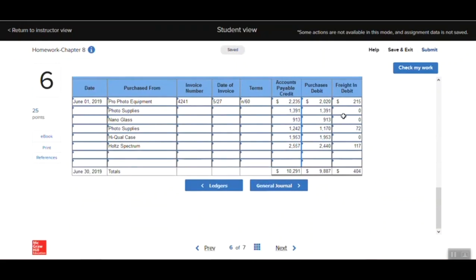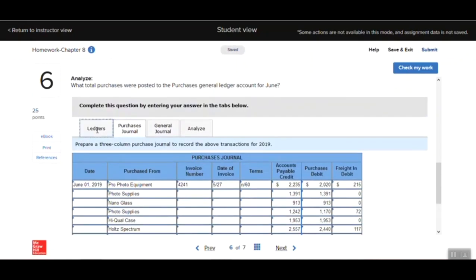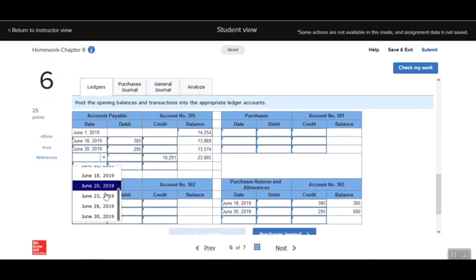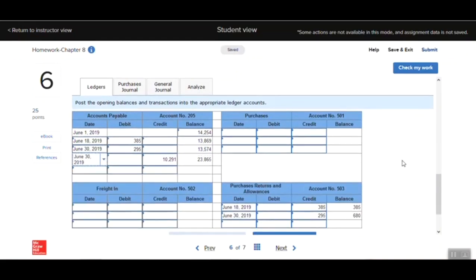The whole point of having a special journal is so that you don't have to post every transaction individually. It just saves you a lot of work. So we're going to post these column totals as however they're labeled. So accounts payable, credit, purchases, debit, and a freight in debit. We're going to post each of those columns over to the general ledger. And we're going to do that on the last day of the month. So the first one was an accounts payable credit of $10,291, and it's the end of the month.